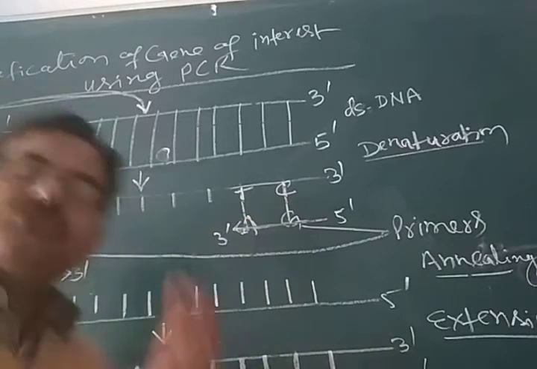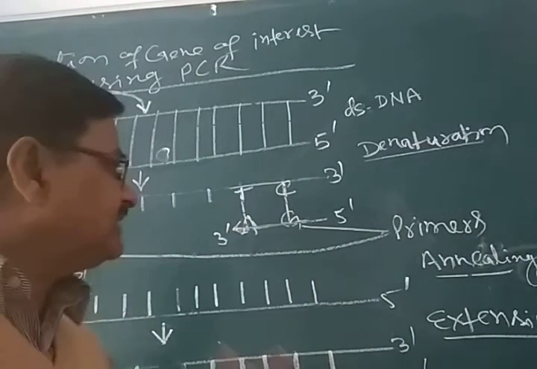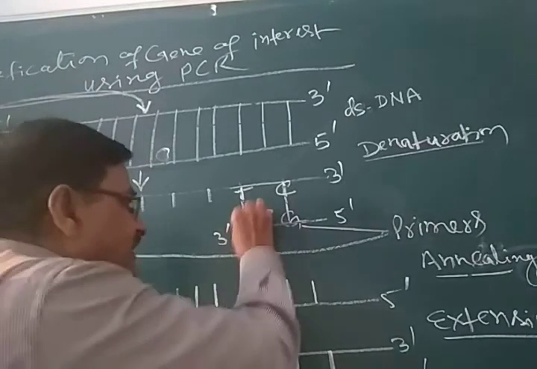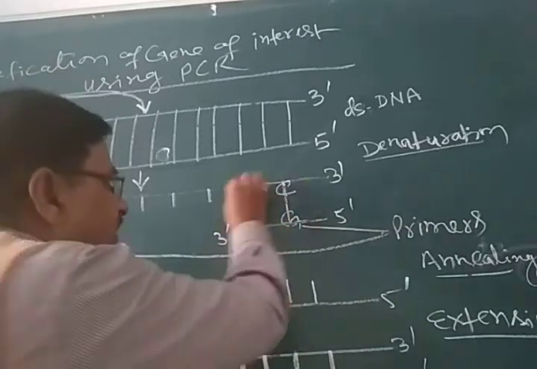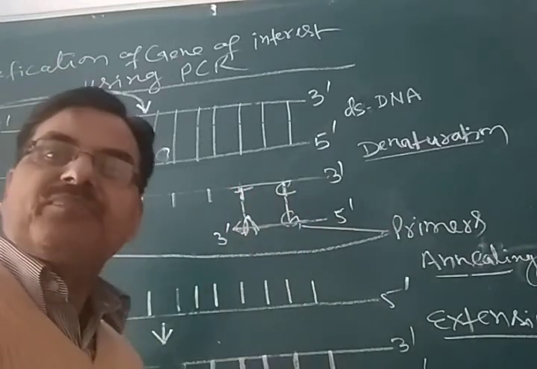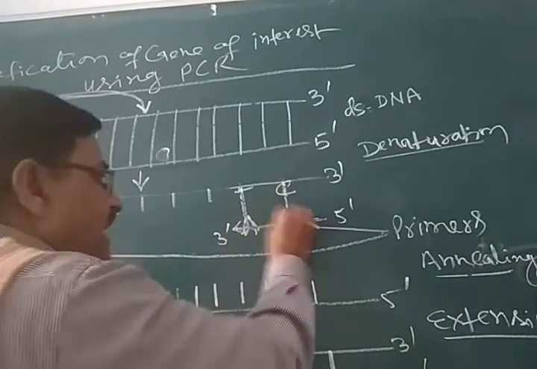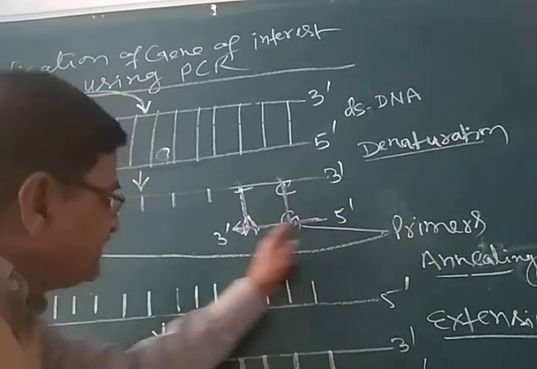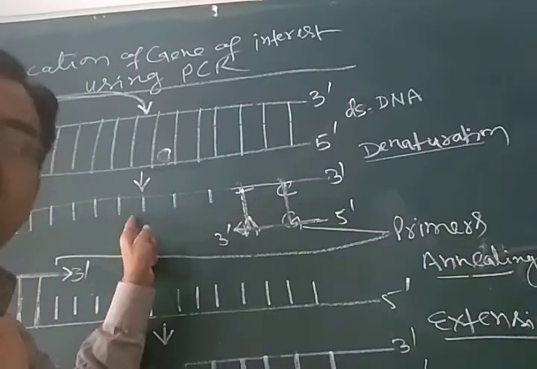This is a short segment of single stranded DNA or RNA, we can say. Generally we say single stranded RNA, but the nucleotide sequence of this primer is complementary to the template strand. So when we add this primer, it forms hydrogen bonds because they are complementary to each other, and it helps in the initiation of the replication process of this template strand.